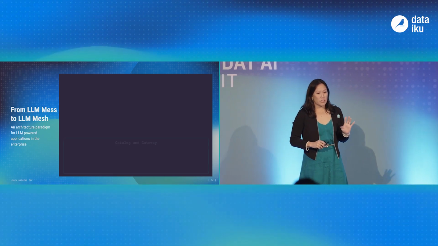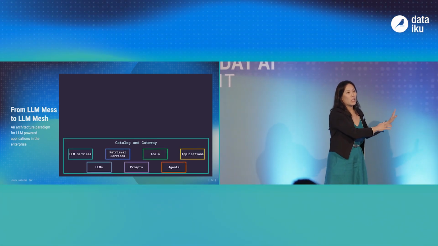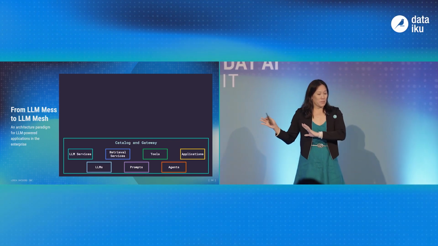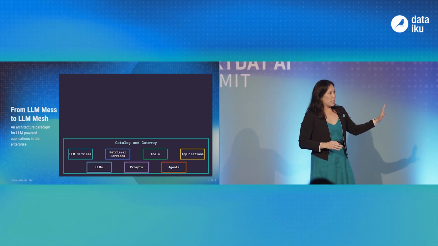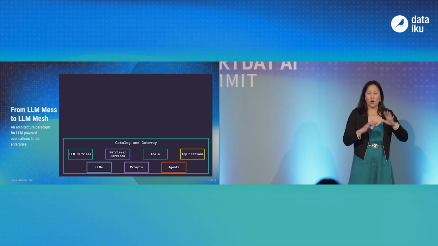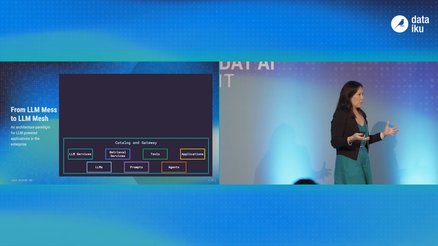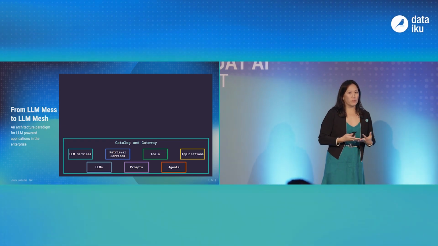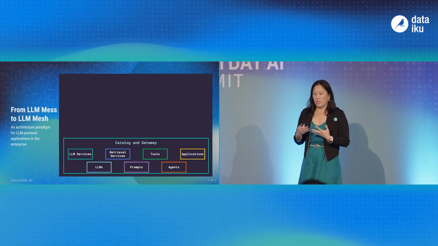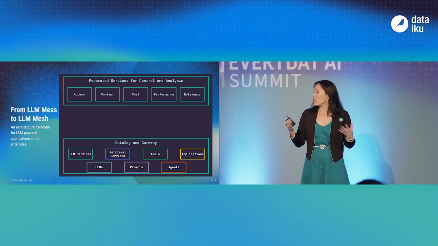So taken together, this is really our vision for how you go from that LLM mess to an LLM mesh. First, you start with your shared catalog and gateway. This is where you put all the different access controls around the objects you're going to be building with. They're documented, they're approved, they're registered for use. And then you build out your federated services.